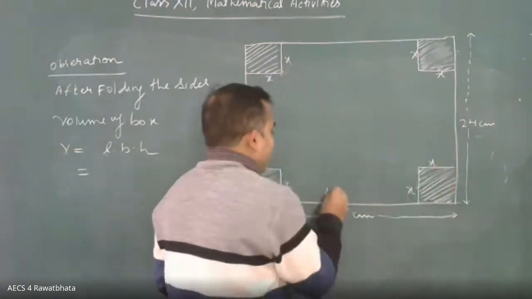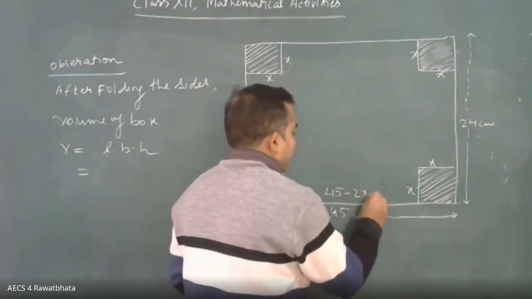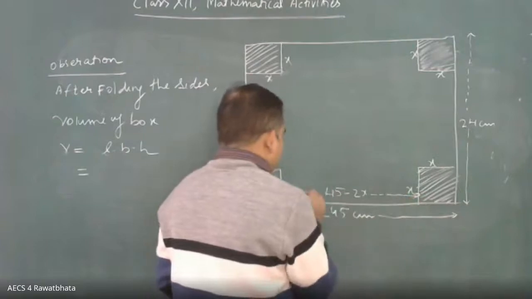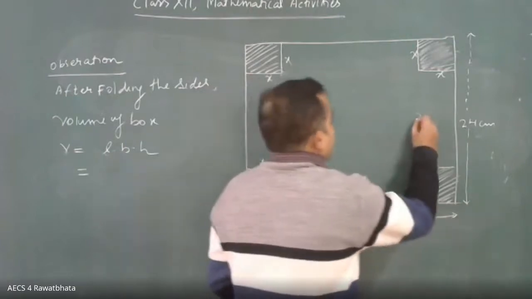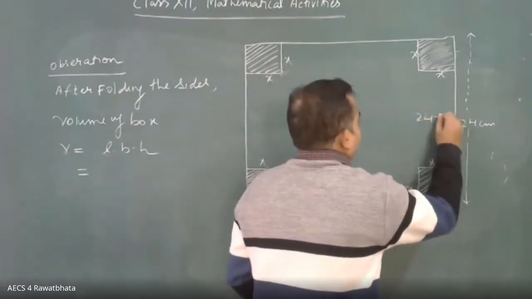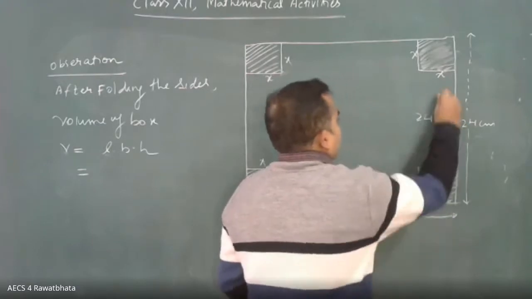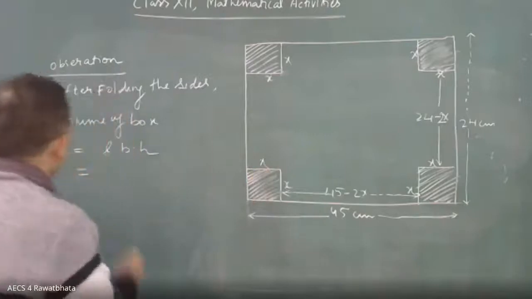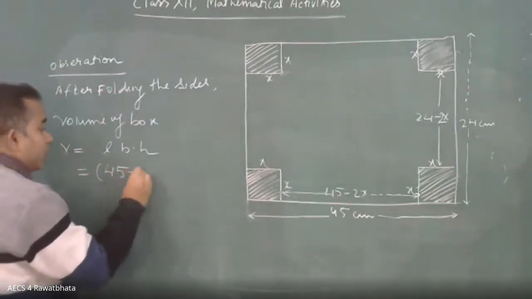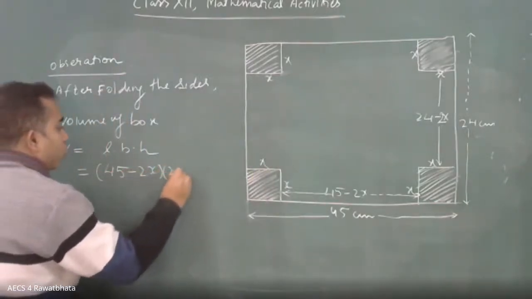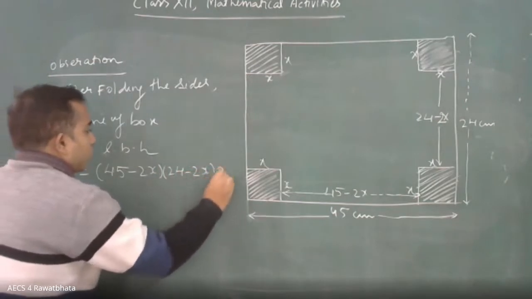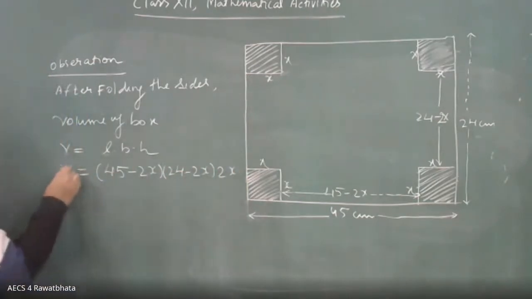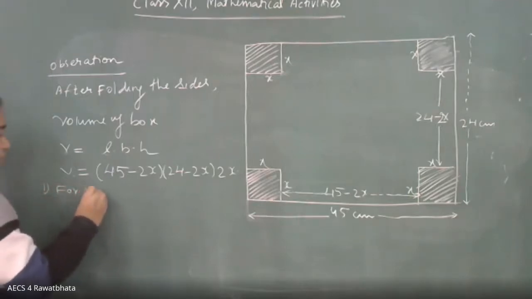Yes, so this side will be 45 minus 2x, and the breadth should also be 24 minus 2x, and the height will become x. So 45 minus 2x into 24 minus 2x into x. This is the volume. Now what you do, you put different values of x and find out the volume.